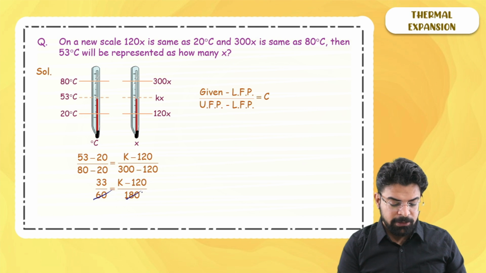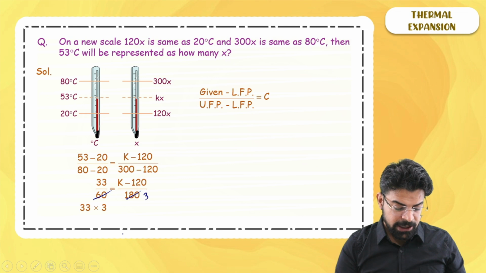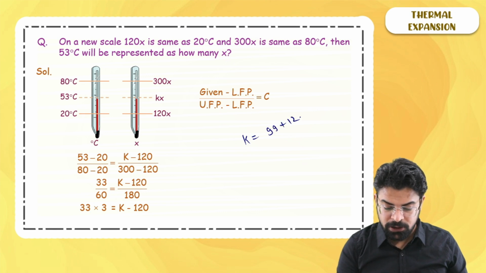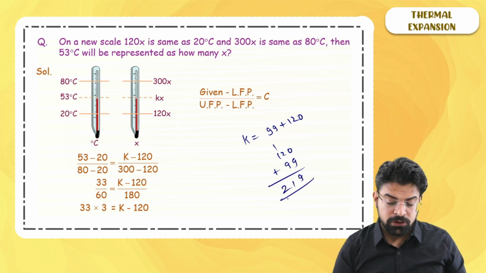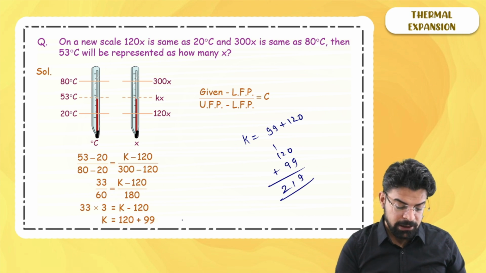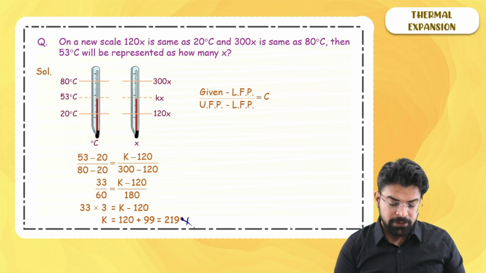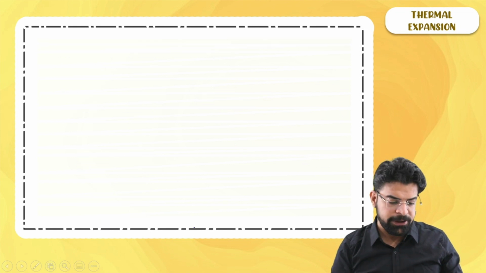Here you can cancel out by a factor of 3 and bring this 3 up. So 33 into 3 becomes 99. So you get 33 into 3 equals k minus 120. So what you get is k equals 99 plus 120, and visualize this, 120 plus 99, you get a 9, you get a 1, you put the 1 up here, so you get 2. So what you get is 219 degrees on the x scale, that is 219x. That will be the answer. Okay, let's practice the next example based on the same concept of thermometry.